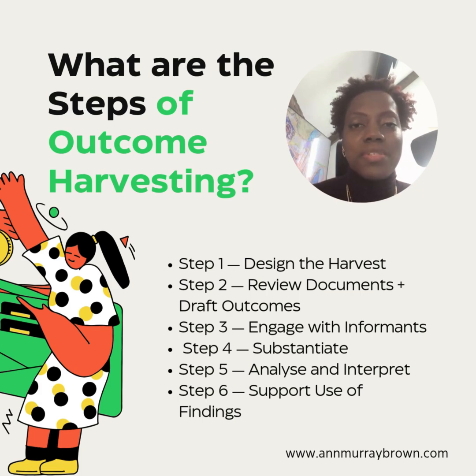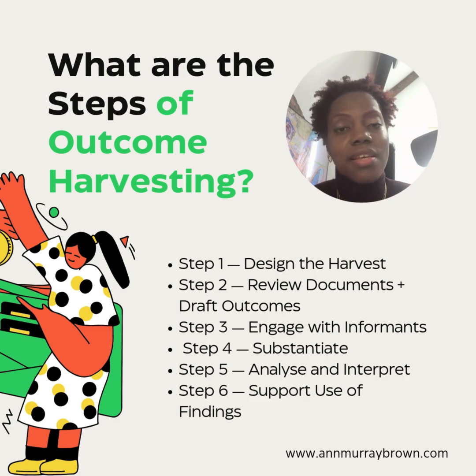There are 6 steps to outcome harvesting. Step 1 is you design the harvest. Step 2, review documents and you draft your outcome statements. Step 3, you engage with informants. Step 4, you substantiate. Step 5, you analyze and interpret the data. And step 6, you support the use of data. Let's go into each step.